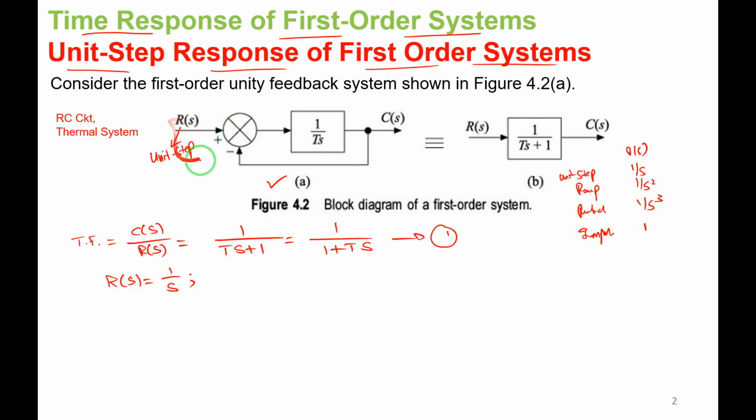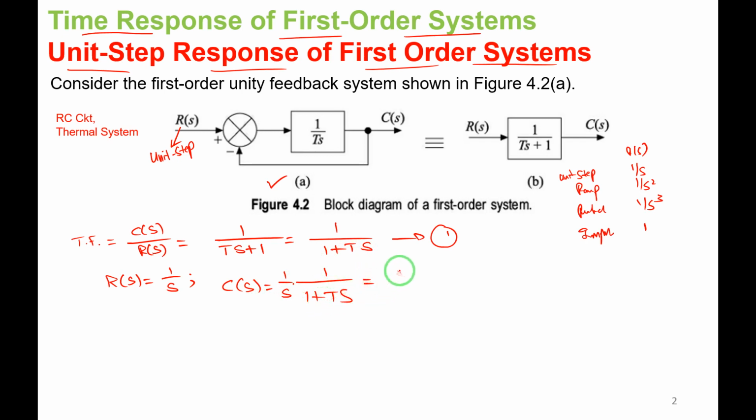So if the input is unit step, R of t is 1. Then in Laplace domain, it is 1 by S, right? So R of S is 1 by S. So I'll substitute R of S. I'll send R of S that side. So what is C of S? I'll write C of S is equal to, take this R of S this side. What is R of S? It is 1 by S. So 1 by 1 plus Ts, or else I will take 1 by S here, right? Because R of S into this remaining thing. So C of S is equal to 1 by S into 1 plus Ts.